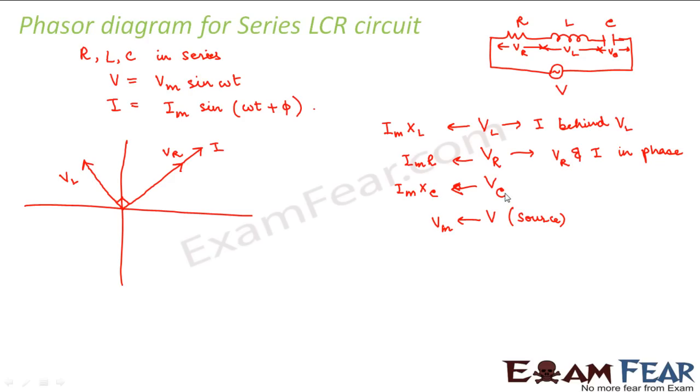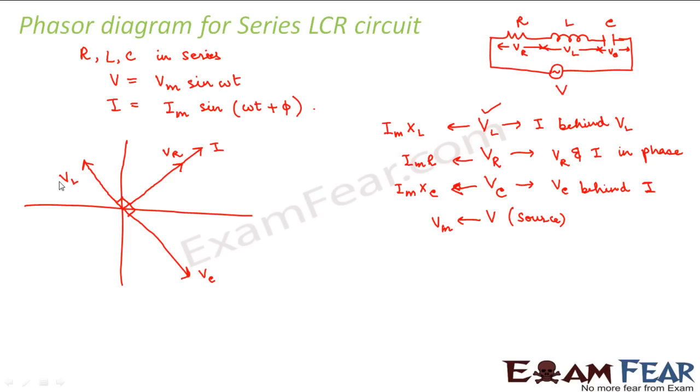Now where should the voltage across capacitor be represented? In that case, the voltage should be behind current, because we studied that in case of an inductor, the phase difference is pi by 2 and current lags behind voltage by pi by 2, which is what we represented here. Similarly for capacitive circuit, voltage lags behind current by pi by 2. So this is my current, and the voltage should be somewhere here, at pi by 2 behind. Now if you look at this phasor diagram, you see that VL and VC are opposite in direction.